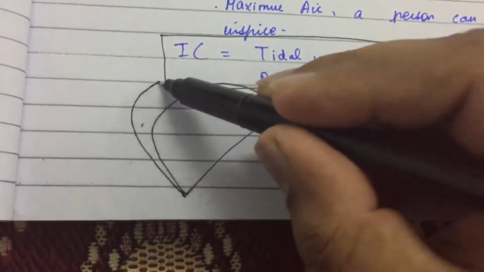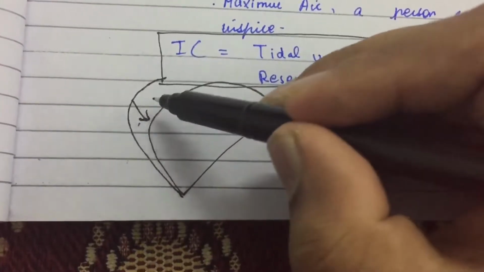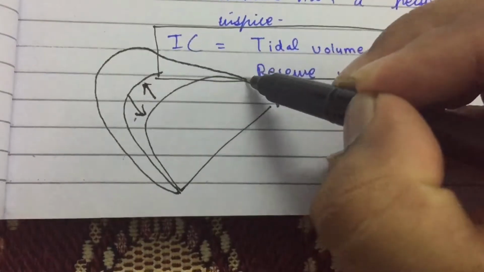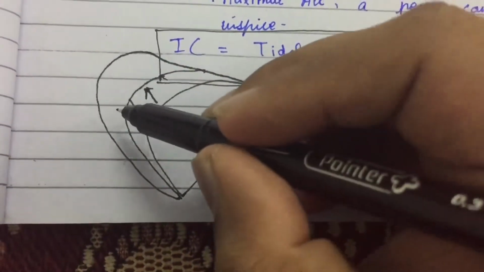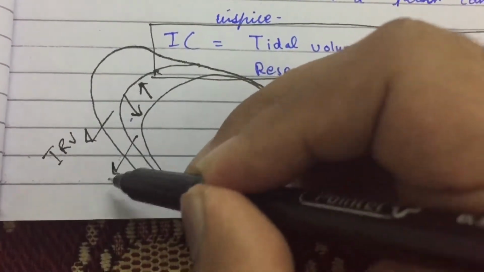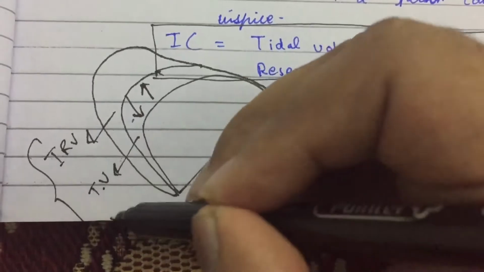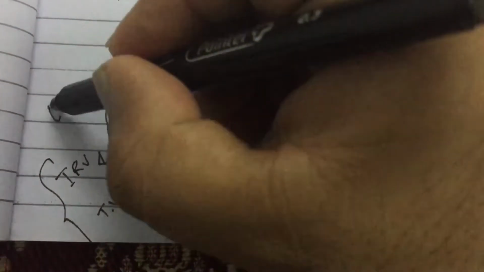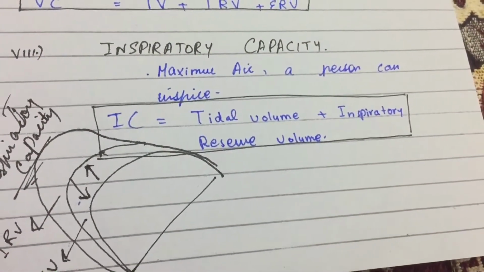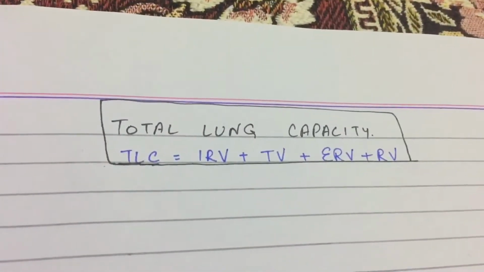The lung, the normal tidal air in and out, and it's the maximum air. So this is IRV and this is the tidal volume. If we add these two things, we will get the inspiratory capacity. So it's the maximum amount of air that the person can inspire.